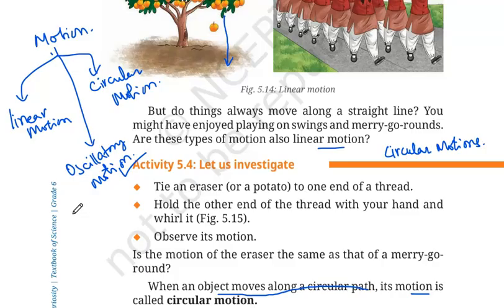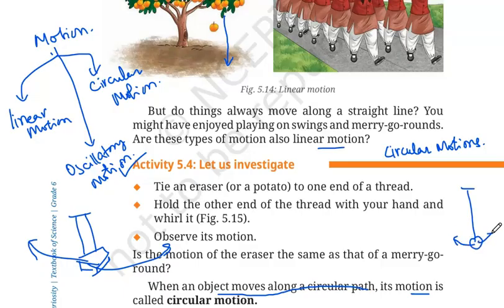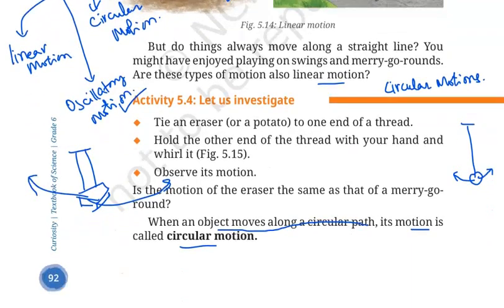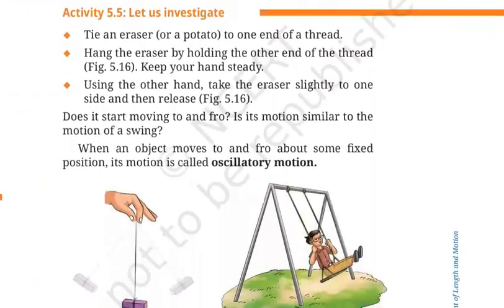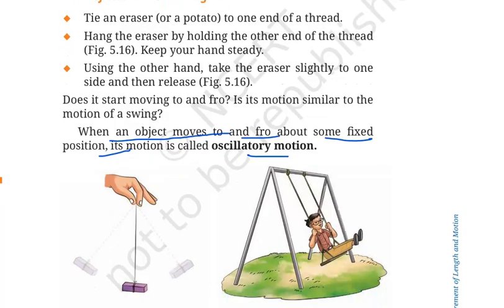For example, you're sitting in a swing. All right. So when you sit in a swing, how does the swing move? To and fro. Same way, if you have a pendulum clock at your home, you can see how it moves to and fro. So this type of motion where an object moves to and fro is called oscillatory motion. So when an object moves to and fro about some fixed position, then that motion is called oscillatory motion.